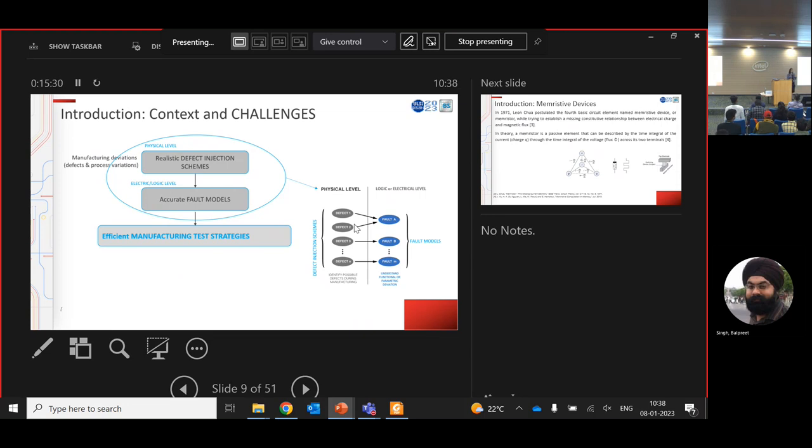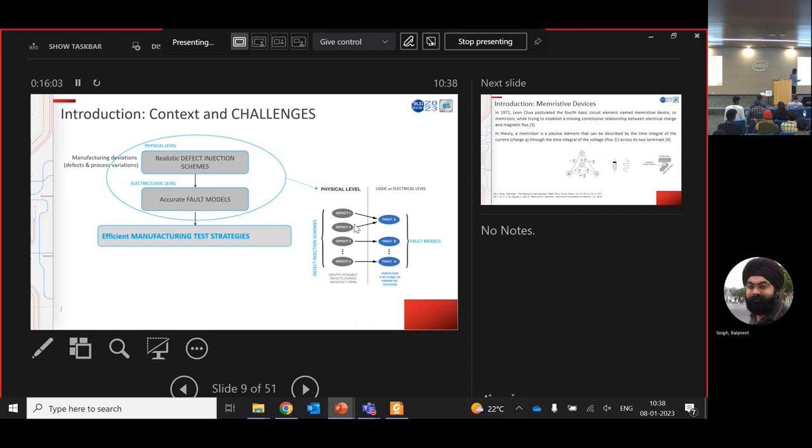Everybody knows that something is wrong, that there are problems, but of course the company is not going to say, I have this problem, so solve it for me. They are not going to give this information. So you have a lack of information regarding the possible manufacturing deviations, the possible defects and the fault models. We have an idea, we can manufacture and try to understand, but we don't have a realistic way to inject defects to get an accurate fault model.